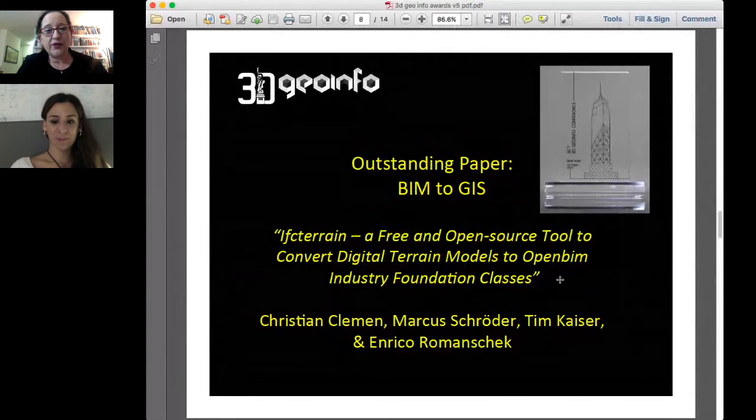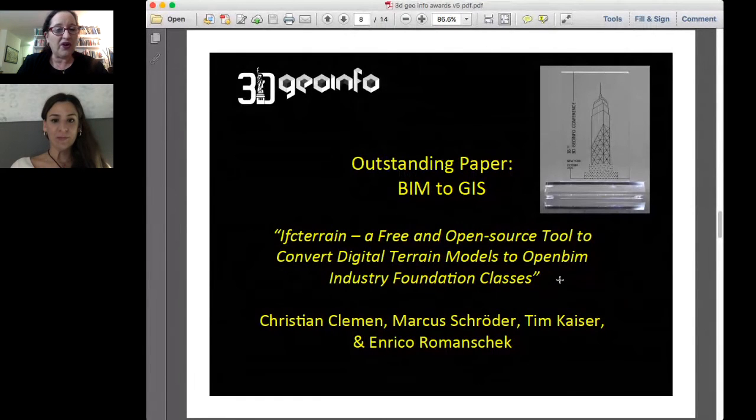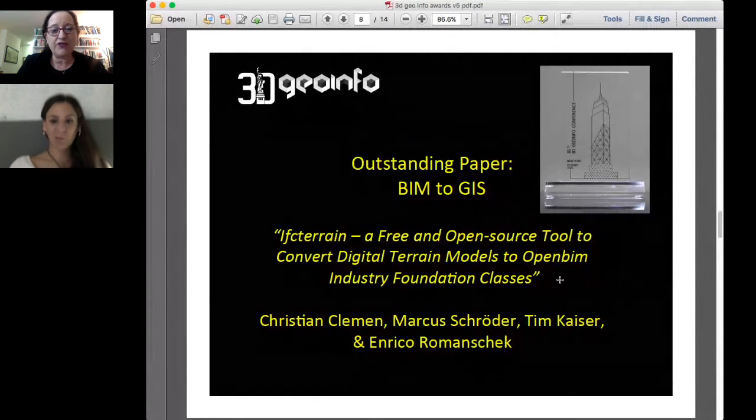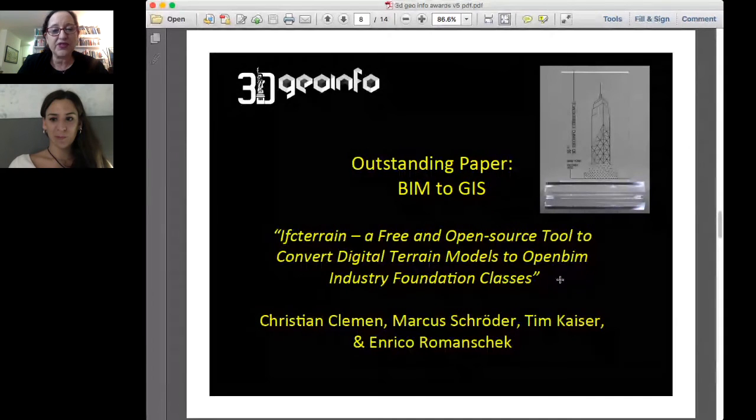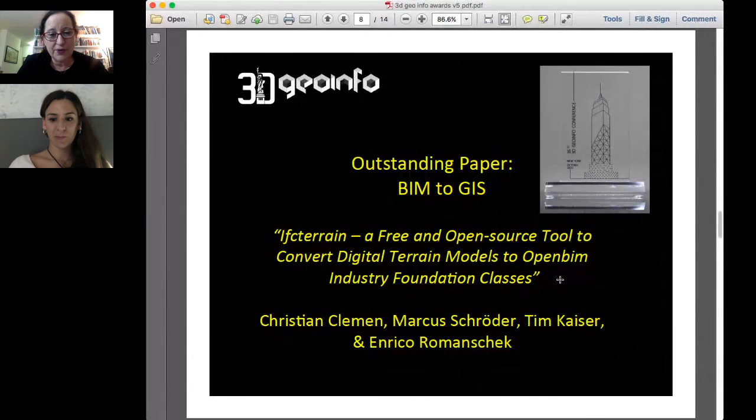And we have our outstanding BIM to GIS award on IFC Terrain, a free and open source tool to convert digital terrain models to open BIM industry foundation classes. And this goes to Christian, Marcus, Tim, and Enrico.